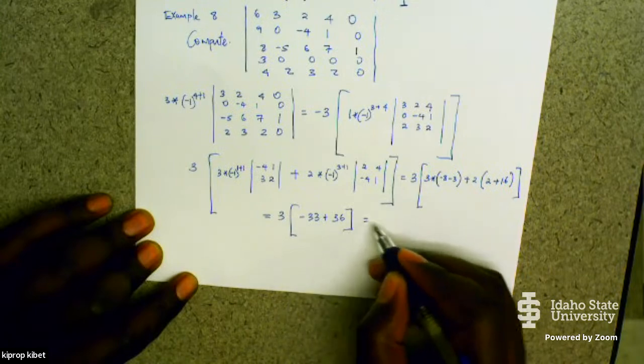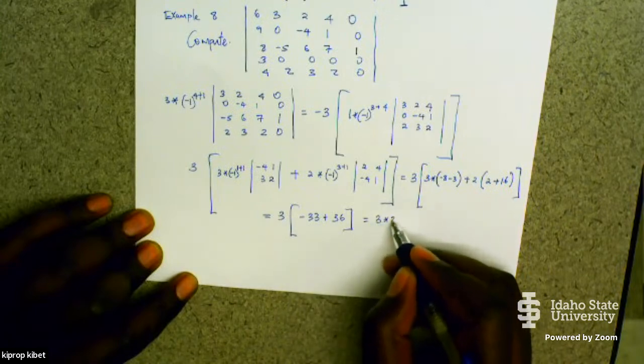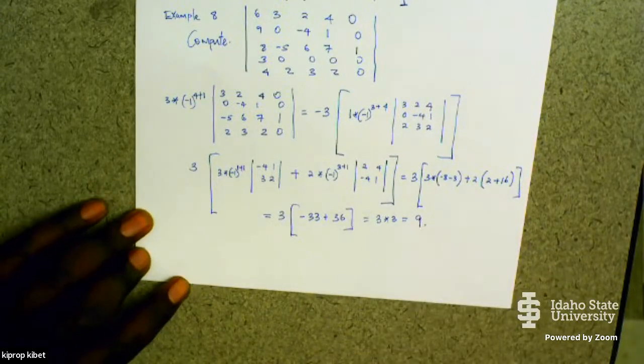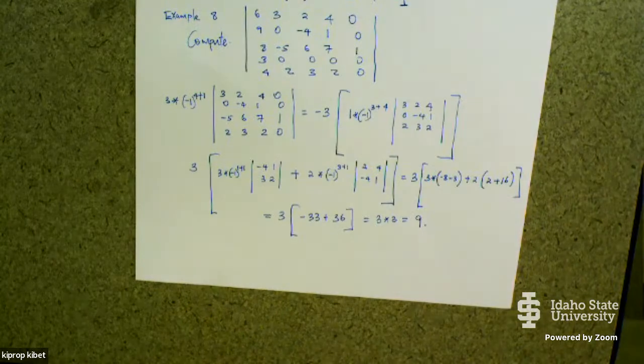And finally, this is equal to 3 multiplied by 3, which gives us 9.